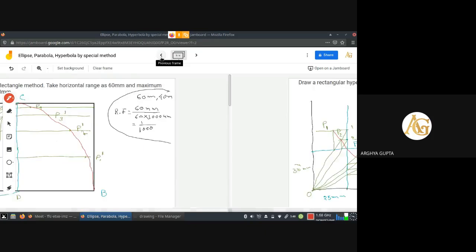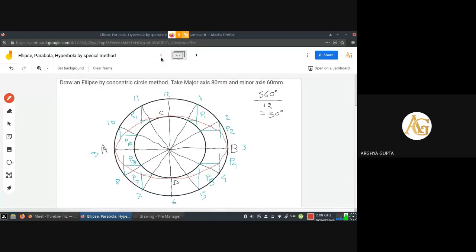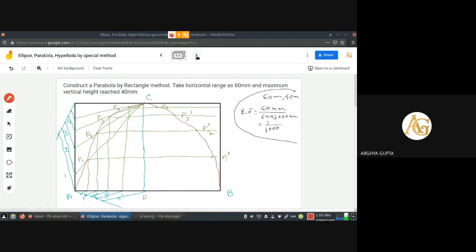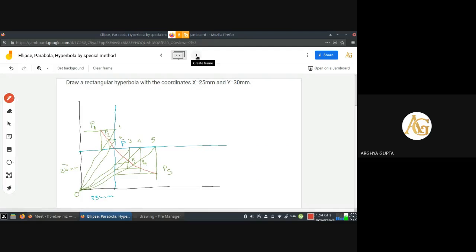So we have constructed firstly the ellipse by the concentric circle method, next the ellipse by the rectangular oblong method, next the parabola by the rectangle method, and lastly we have constructed the rectangular hyperbola with the coordinates given.